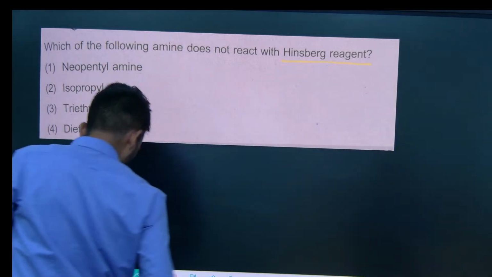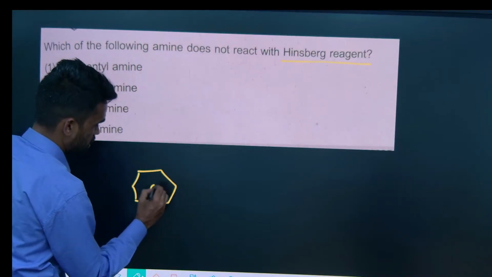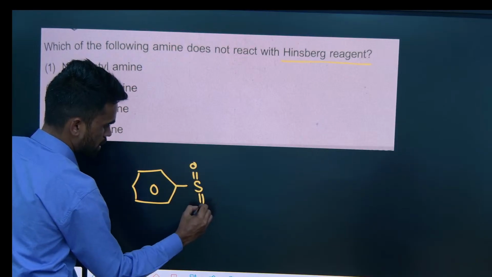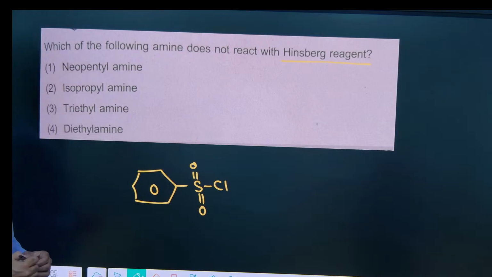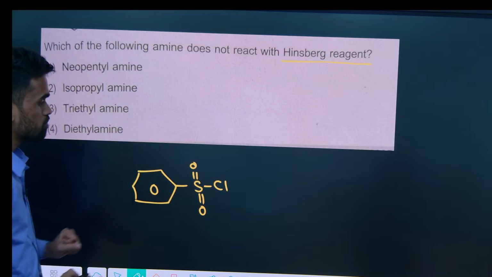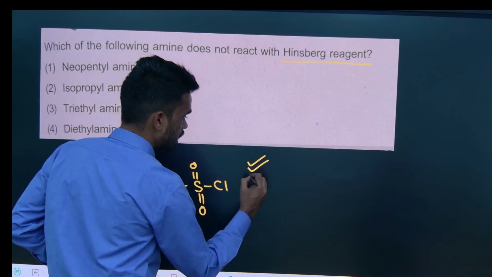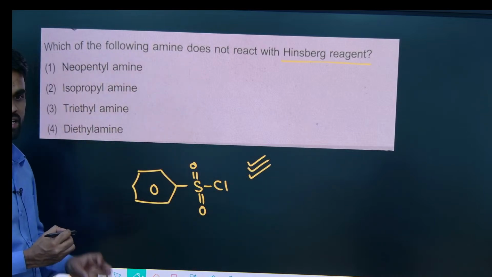So what is Hinsberg reagent? Benzene sulfonyl chloride. This is called Hinsberg reagent. Using this Hinsberg reagent, we are able to distinguish primary, secondary, and tertiary amines. What is that? Primary, secondary, tertiary amines.